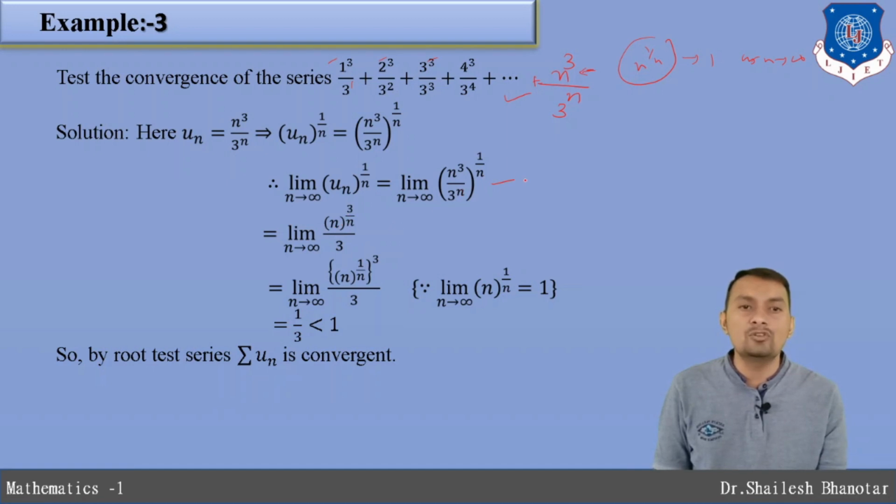and this is going to cancel out, because this can be written as n cubed raised to 1 by n divided by 3 raised to n raised to 1 by n, and this is going to cancel out, and hence we have the denominator, that is 3. But the numerator is n raised to 3 by n, which can also be written as n raised to 1 by n, raised to power 3. When we apply the limiting concept, this is going to be 1, and you will have only 1 by 3, and 1 by 3 is less than 1, and therefore by the root test we can conclude the series is convergent.